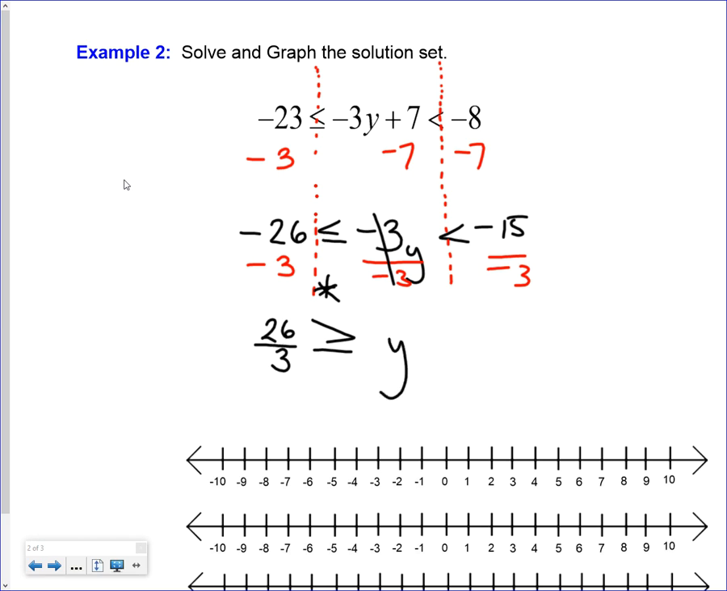I'm dividing by negative 3 again. Negative 15 divided by negative 3 is 5. And again, I divided by negative 3, so I've got to flip my inequality symbol. Okay?